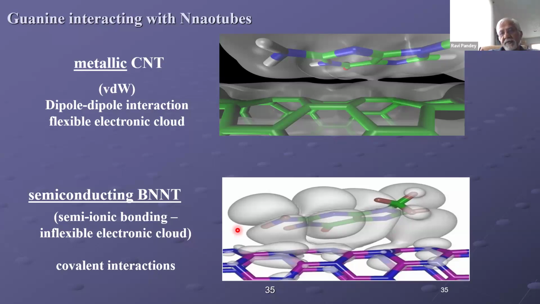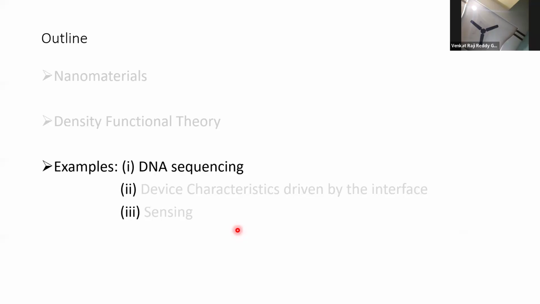So the examples I've given you can see is both in terms of the energies and electron density, the description of electron density. These SIESTA or DFT-like calculations can provide very accurately. So let me pick up an example. This is a few years ago we did: can we help out in DNA sequencing?